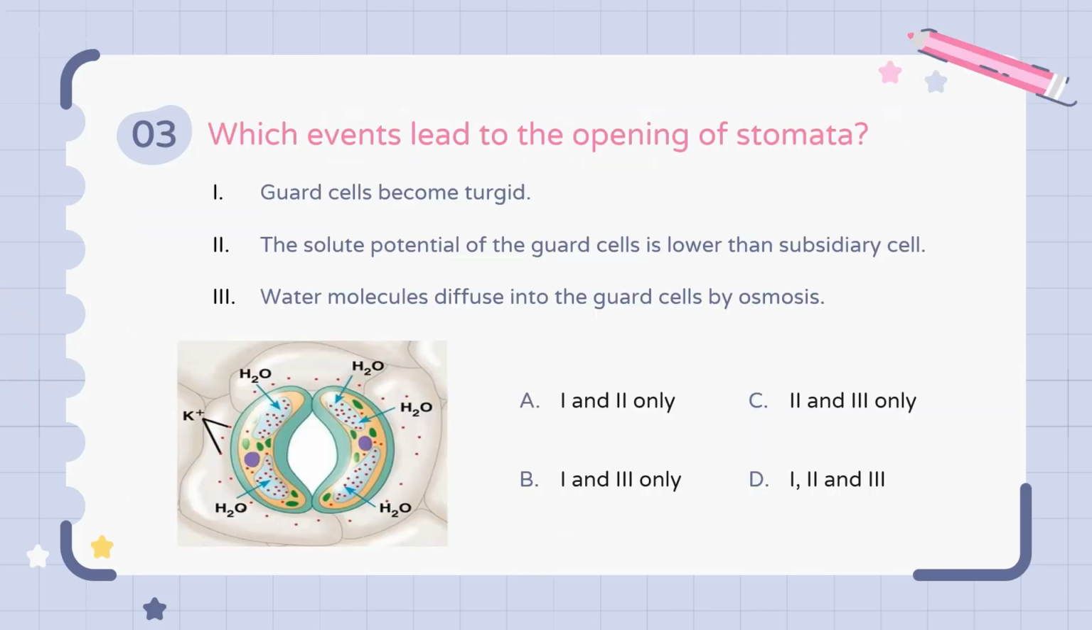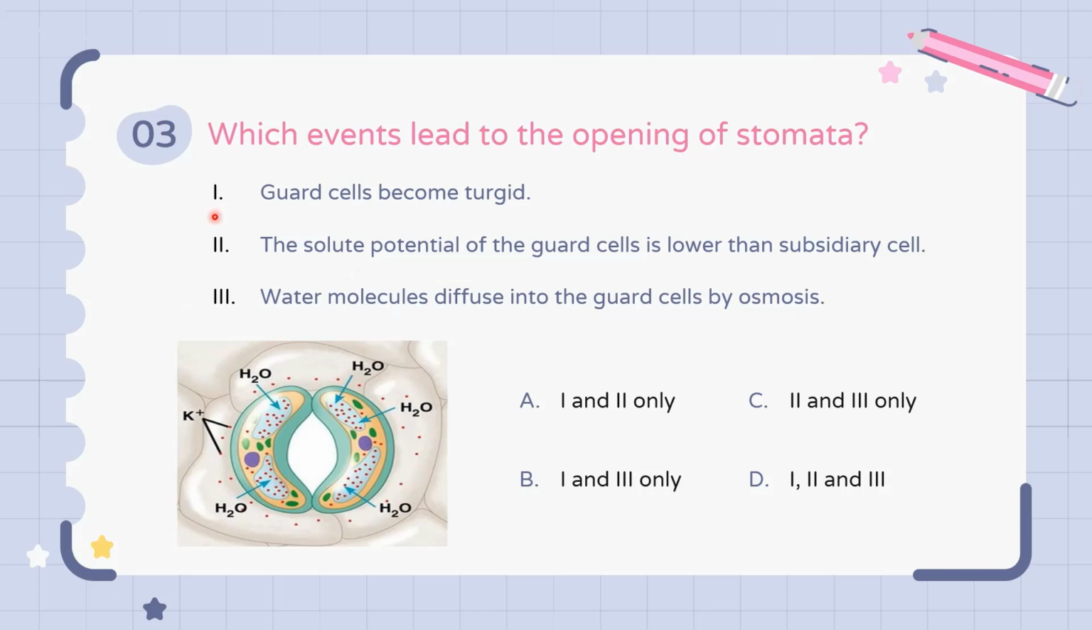Question 3. Which events lead to the opening of stomata? 1. Guard cells become turgid. 2. The solute potential of the guard cells is lower than subsidiary cells. And 3. Water molecules diffuse into the guard cells by osmosis.